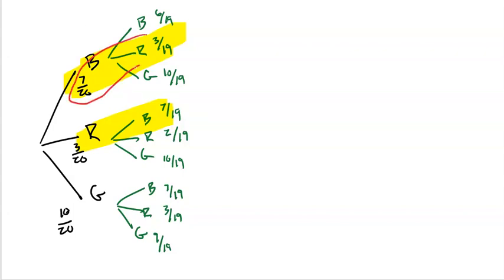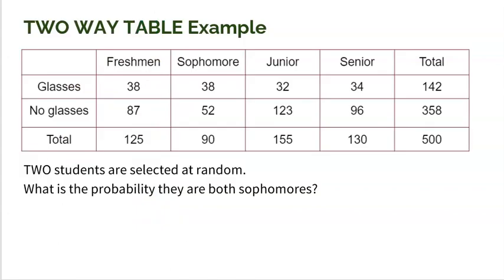Again, this first branch would be 7 out of 20 times 3 out of 19. And this branch right here would be 3 out of 20 times 7 out of 19. And again, those are the same probabilities I just showed you. So sometimes seeing the picture of it sometimes helps kids. Completely up to you. All right, here's a two-way table example.